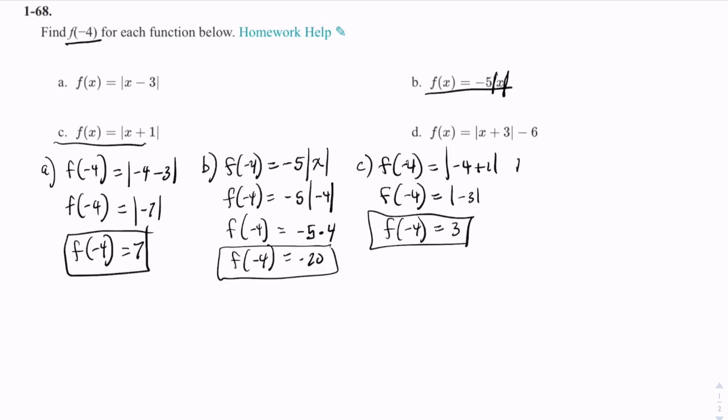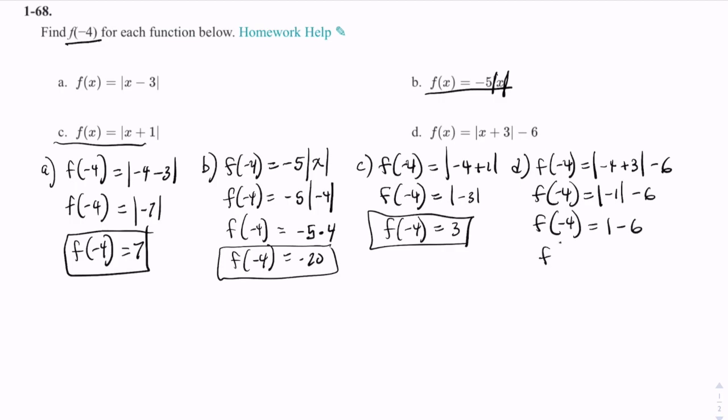And for D, we have f of negative 4 equals negative 4 plus 3 minus 6. So f of negative 4 equals negative 4 plus 3 is negative 1. And the absolute value of negative 1 is 1. So we end up with f of negative 4 equals 1 minus 6, which is negative 5.